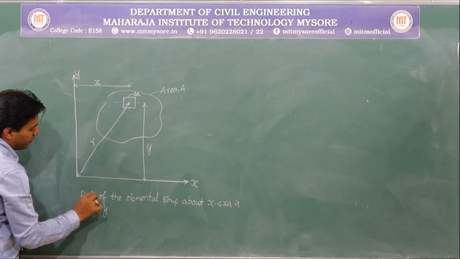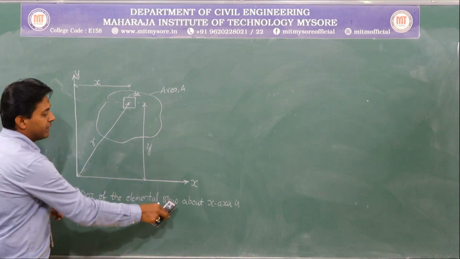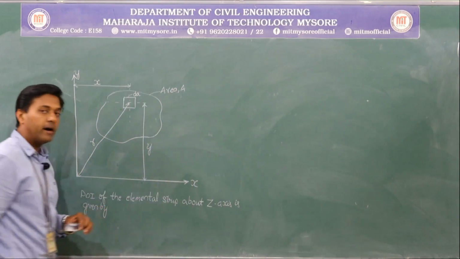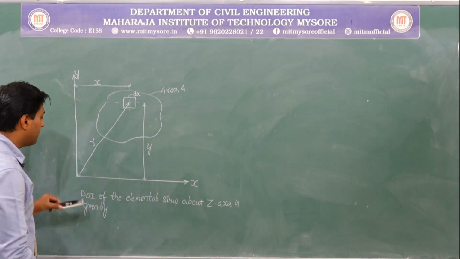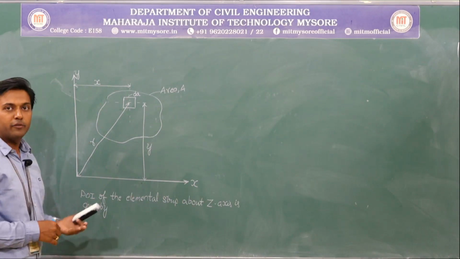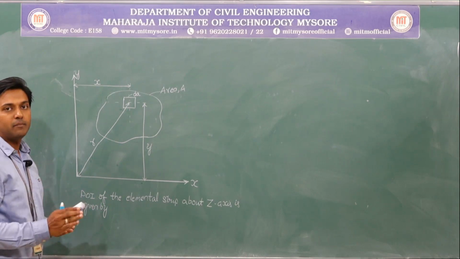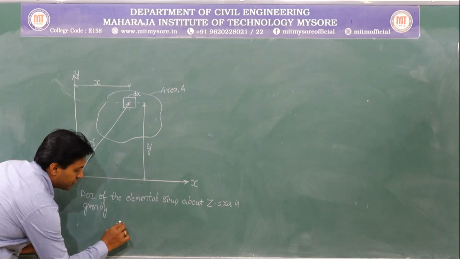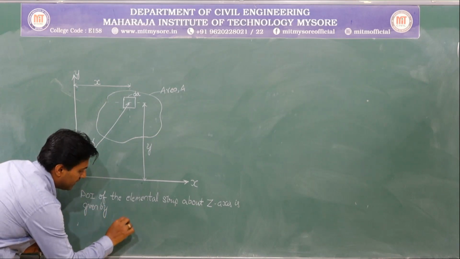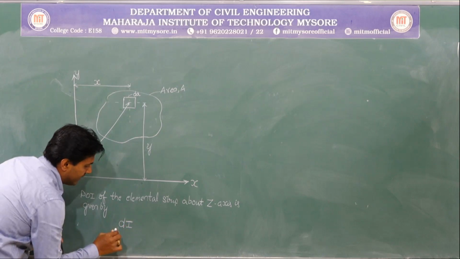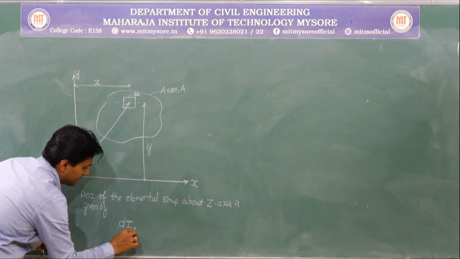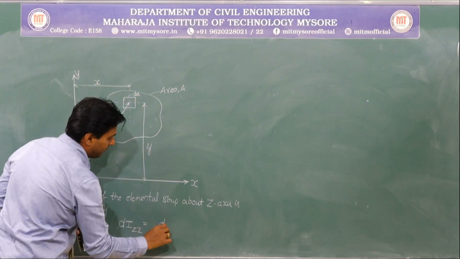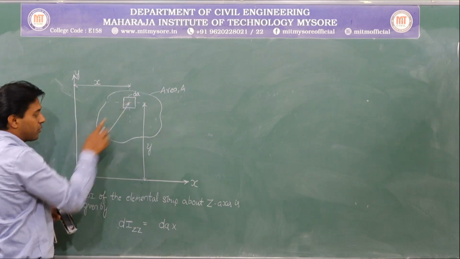The polar moment of inertia of the elemental strip about the z-axis is given by the formula, which is the same whatever it might be: area into distance squared. So the polar moment of inertia, observe, is dIzz. About which axis am I talking now? The z axis. It is equal to the area, which will be the same for the elemental strip, into distance squared.